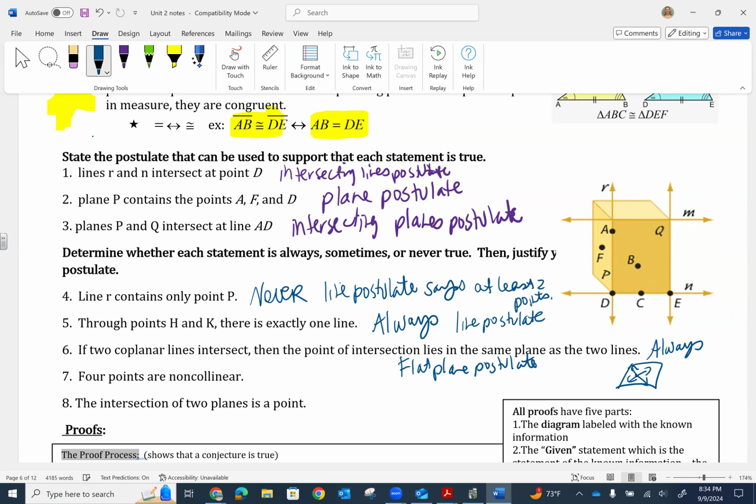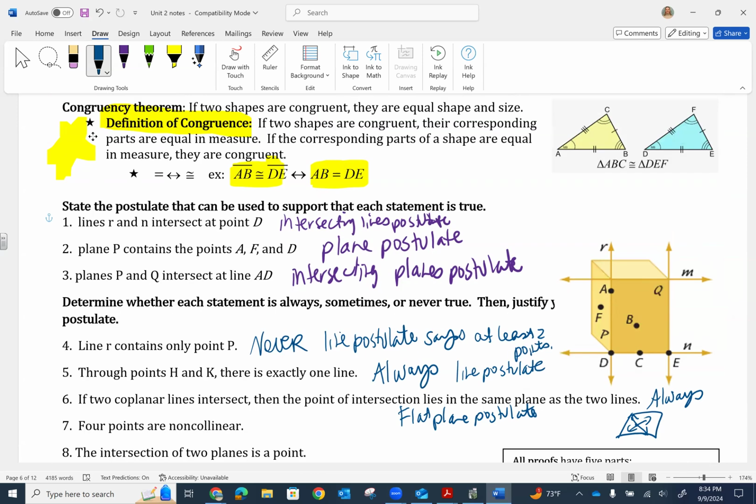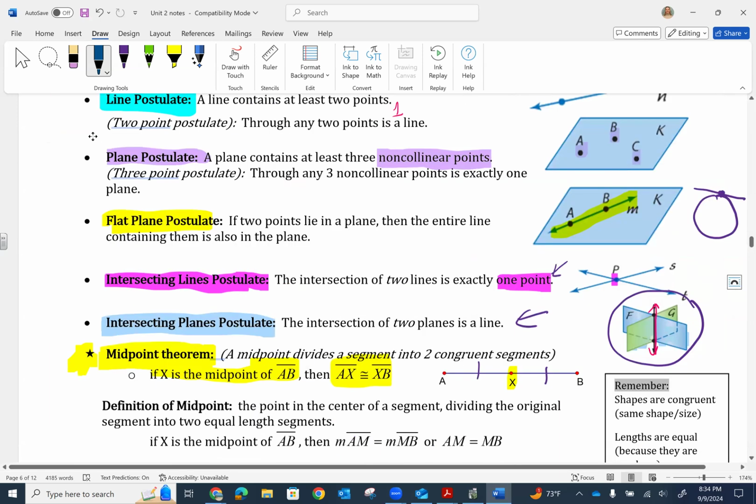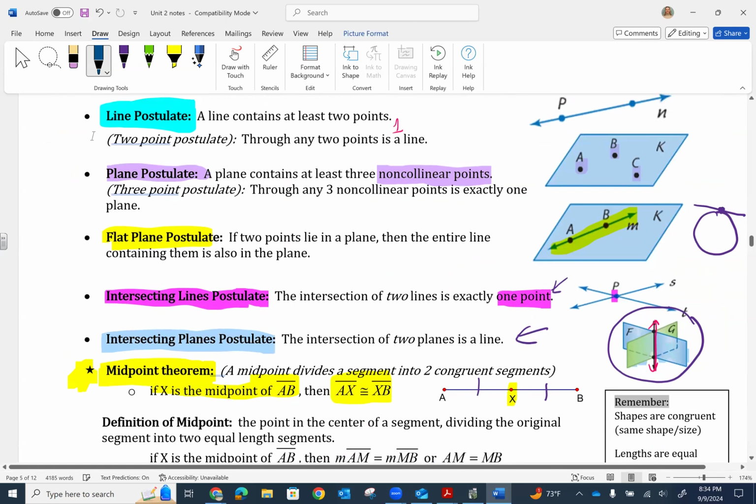Let's go back and read it. The flat plane postulate says if two points are on the plane, then the entire line is also on the plane. And vice versa. If an entire line is on a plane, then every point is as well.